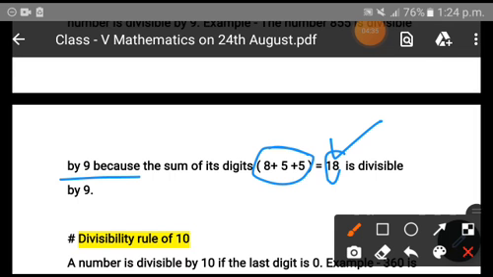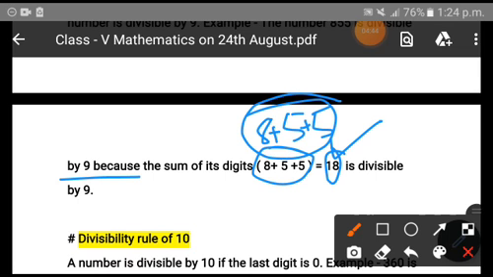Now, you know that 18 is divisible by 9, that means 855 will also be divisible by 9. Whenever the sum of the digits is divisible by that particular number, that means 9, in that case the entire number will also be divisible by 9. So, this divisibility rule of 9 and divisibility rule of 3 is kind of similar.